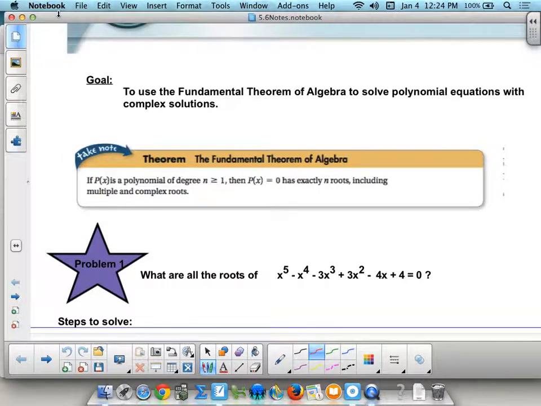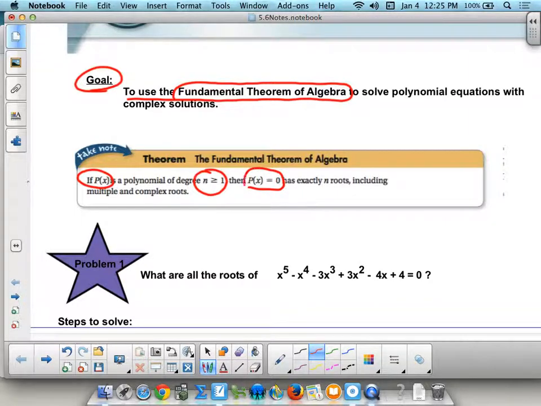The goal here today is pretty simple. It's to use the fundamental theorem of algebra to solve polynomial equations with complex solutions. First of all, what does this theorem say? It says if your polynomial p of x is a polynomial of degree n greater than or equal to 1, which means it's first degree, second, third, fourth, fifth, sixth, seventh, then your polynomial has exactly n roots. What's another name for roots?